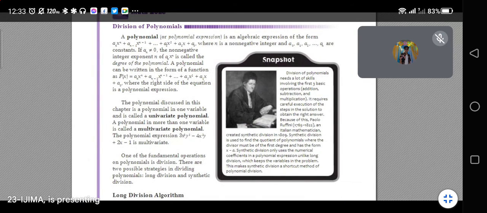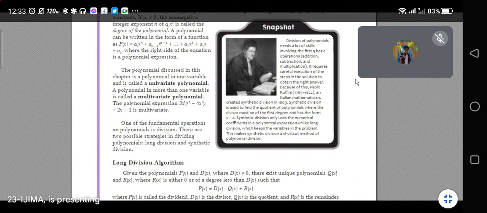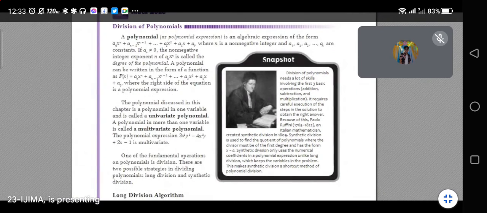Read everything there. The scope, no? Read also snapshot. Excuse me, wait lang. And then the univariate, multivariate. Okay, how many variables are we talking about, no? If we say it's multivariate and univariate, and who is this guy who invented that, ang tawag yan? Synthetic division. Go down.